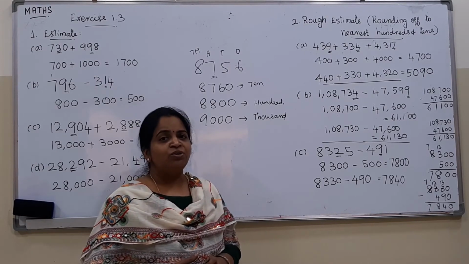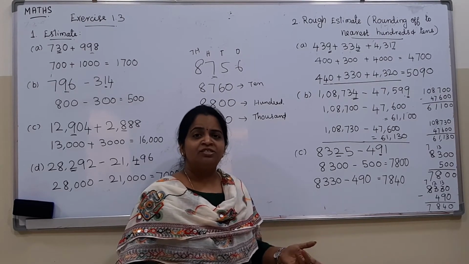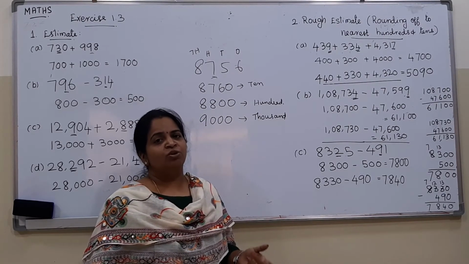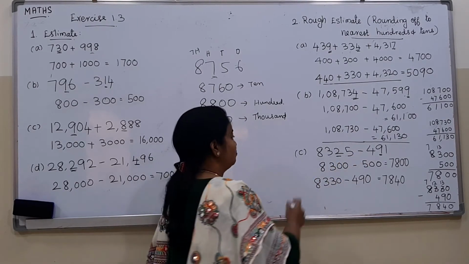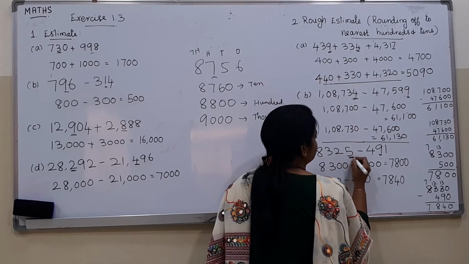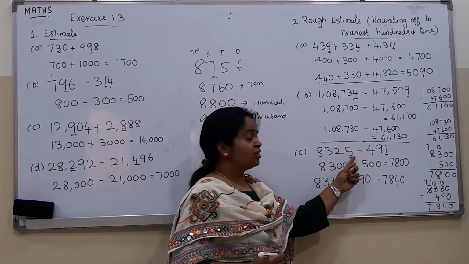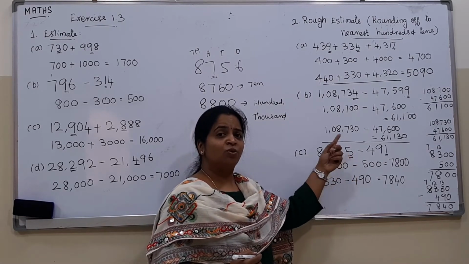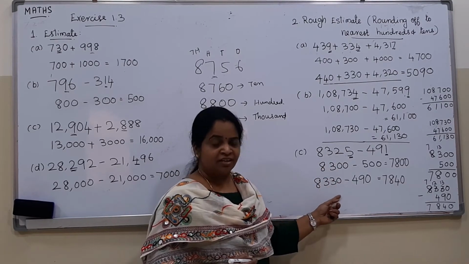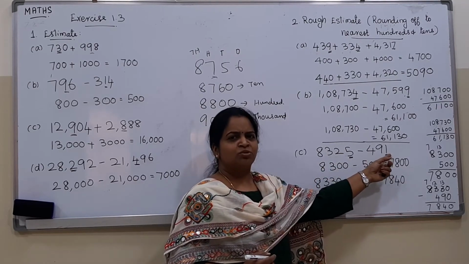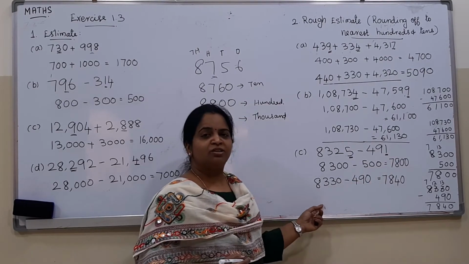We are going to round off nearest to 10 also. Nearest to 10 means what we are going to do? You are going to check the number in the ones place. Okay. Here ones place, 8. If it is 5 or more than 5, we are going to add 1 with this number, right? So 8,330 minus, here it is 1. So it is 490 only.